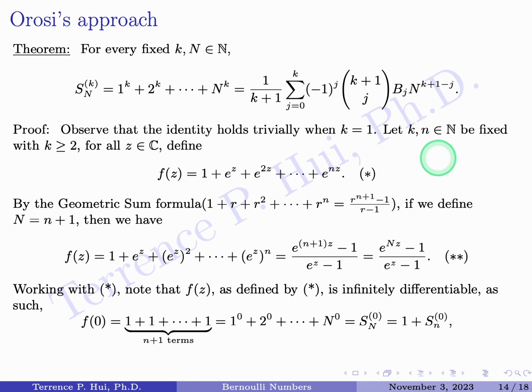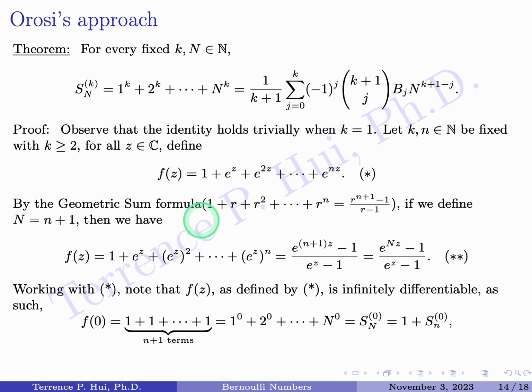Let's introduce this little n. Not the general n, not the capital N, but little n. So if k and little n are fixed natural numbers, with k greater than or equal to 2, again, when you plug in k equal to 1, it's trivial. Consider all complex numbers z. Let's define this function, f of z equals 1 plus e to the z plus e to the 2z plus and so on plus e to the nz, little n z. Let's call this expression single star.